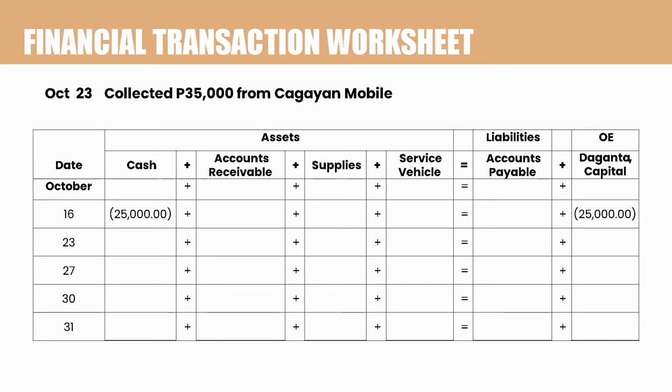For our October 23, collected 35,000 pesos from Cagayan Mobile. So, kanina 'di ba, meron tayong receivables sa pag-paint ng ating mga signs sa Cagayan Mobile. So, yung mga receivables na yon ay na-collect na daw natin on October 23. So, we have 35,000 sa ating cash and bawas na 35,000 sa ating accounts receivable. Okay? Kasi na-collect na natin yung receivables na yon. Kaya ibabawas na natin yung 35,000. And itadagdag natin dun sa ating cash.